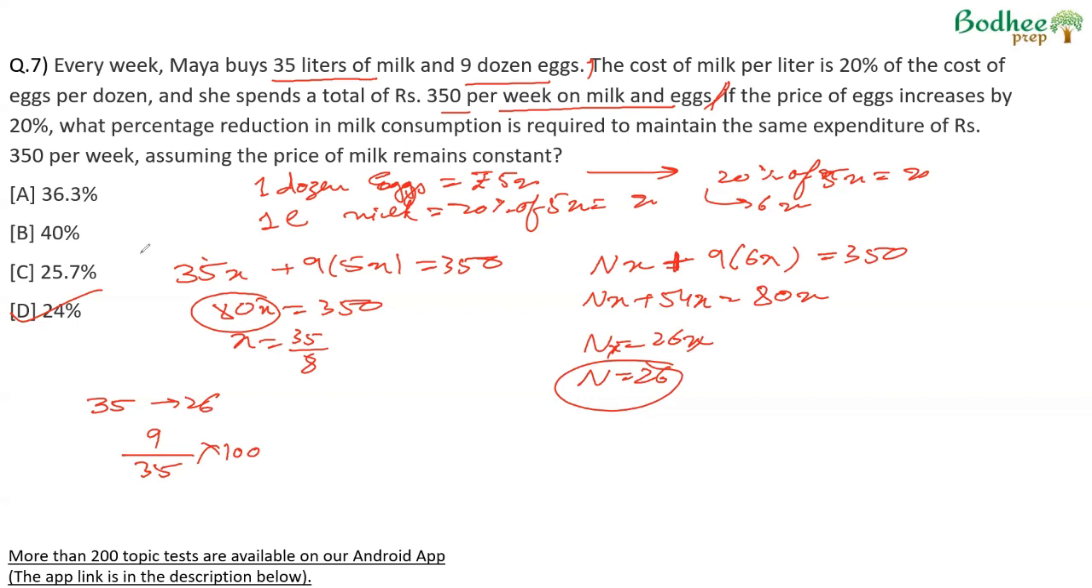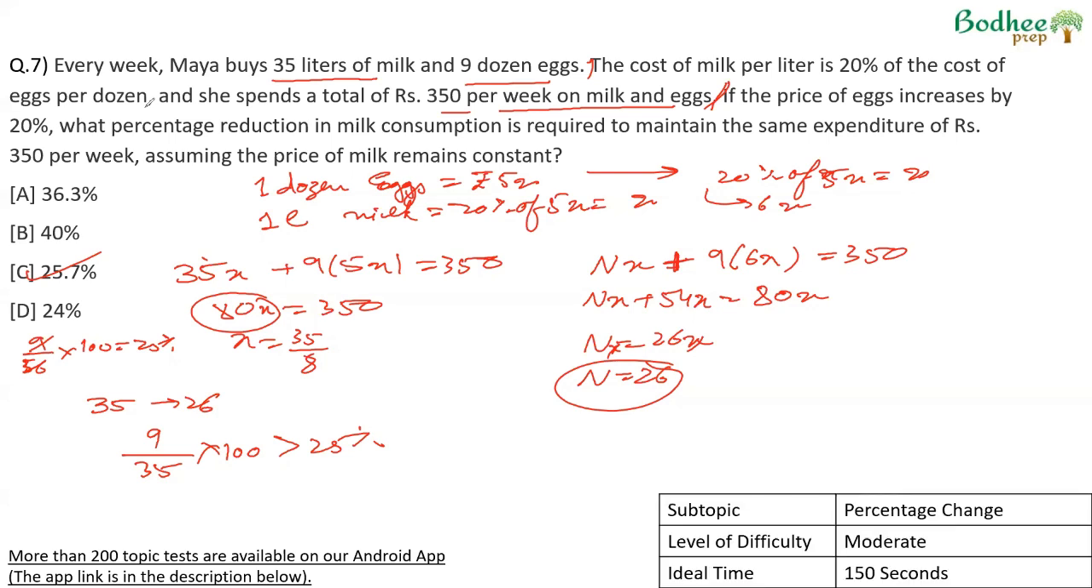9 upon 36, sorry, more than 25%. 9 upon 36, 9 fours are 36. This is 25. Since the denominator is less, the value will be more than 25. Just more than 25, 25.7% becomes the answer.